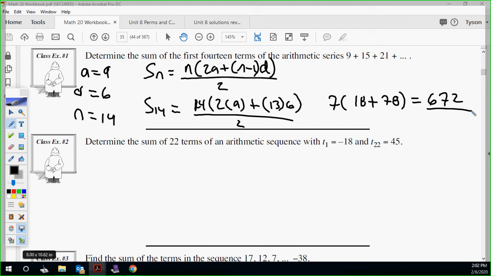All right, so I'll leave this page here. So now the second one, what's different in the second one? We don't have the common difference. However, we do have 2 locations. What's kind of our strategy? What do we want to try? It's kind of that slope form, right? We want to do the y minus y over x minus x to kind of get that change. Remember? So in this case, I would go 45 minus negative 18 all over 22 minus 1, thank you.